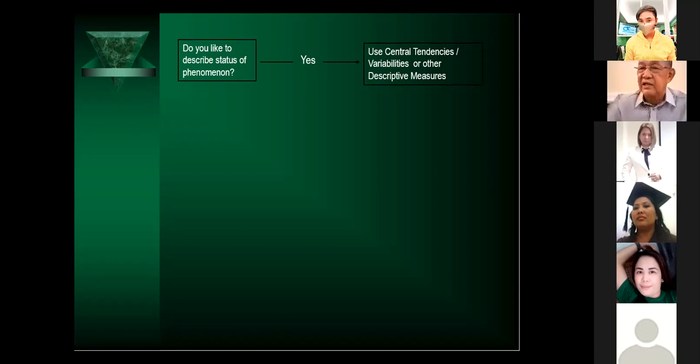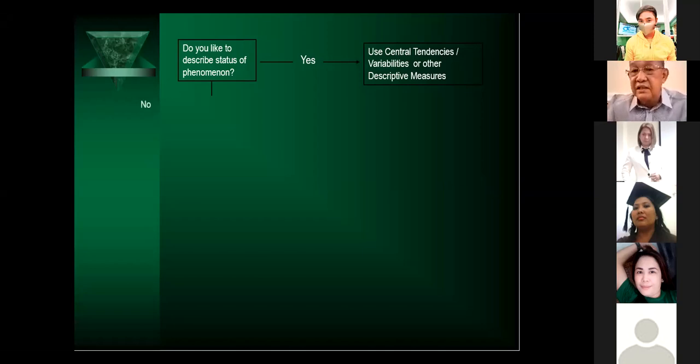So what are they? What are our central tendency statistics? Mean, median, mode. Alright? Our variability statistics are range, quartile deviation, standard deviation. Other descriptive measures: skewness, kurtosis. So you use that. Vokel is telling you, these are the appropriate tests to use.